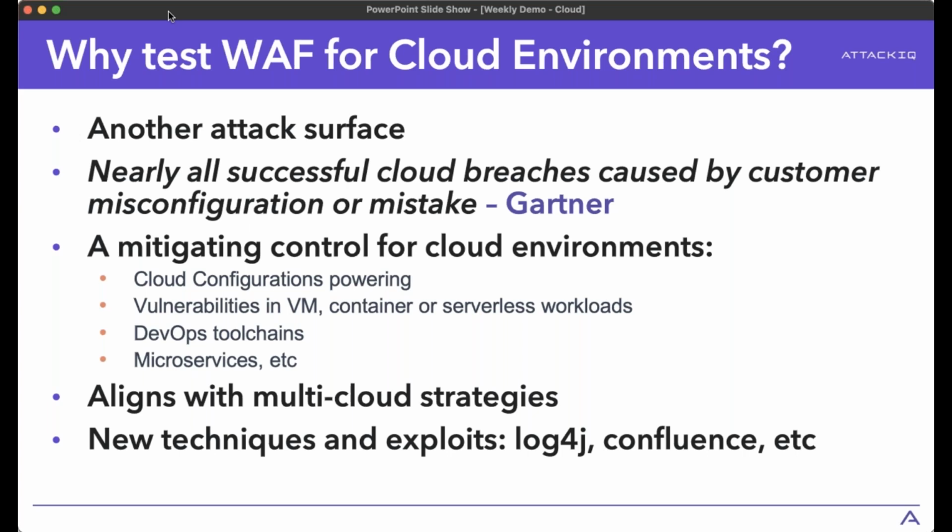Gartner recently said that nearly all successful cloud breaches are caused by customer configuration or mistakes. Misconfigurations could deal with essentially cloud configurations, right, where we are configuring the cloud controls themselves, dealing with permissions, right? So this could be a mitigating factor, if you will, for other types of resources and assets, applications that you might have in your cloud environment.